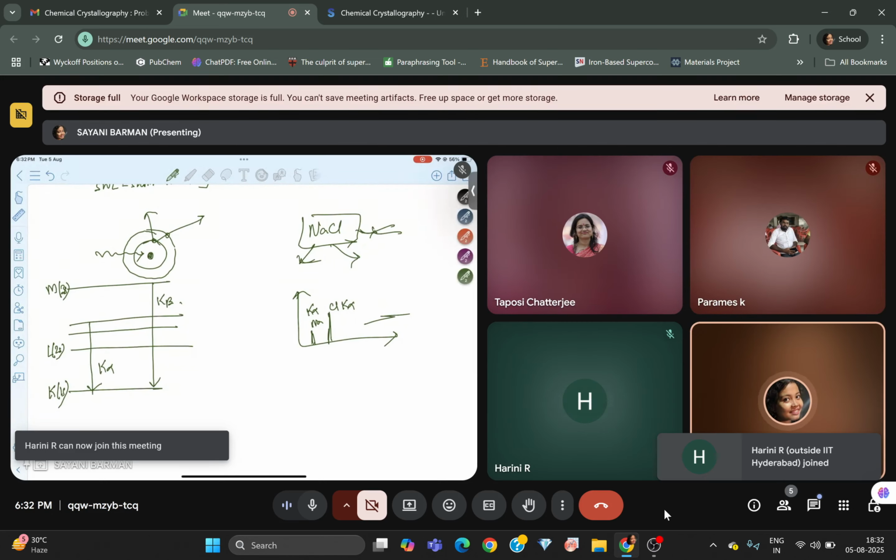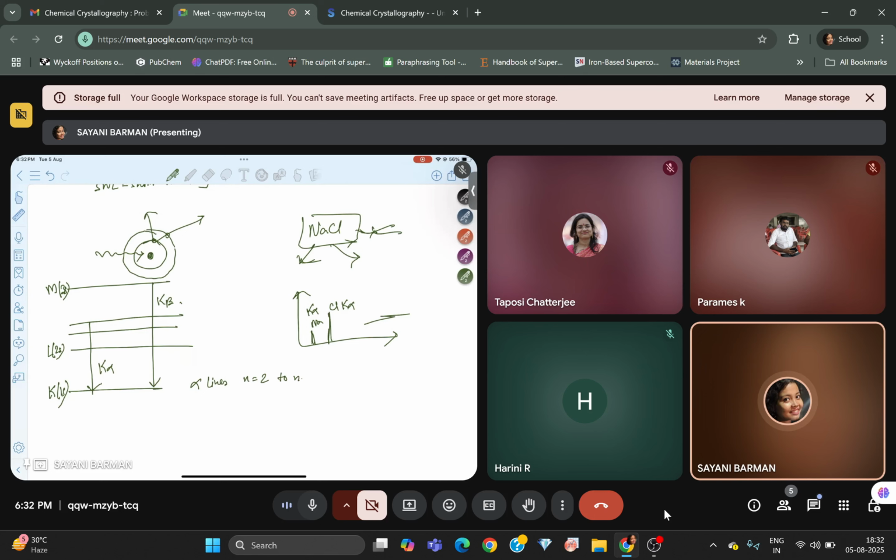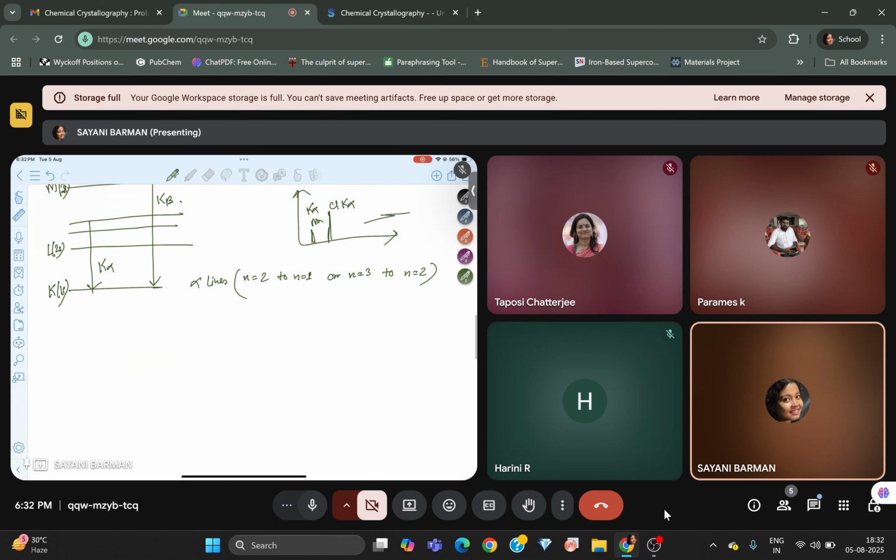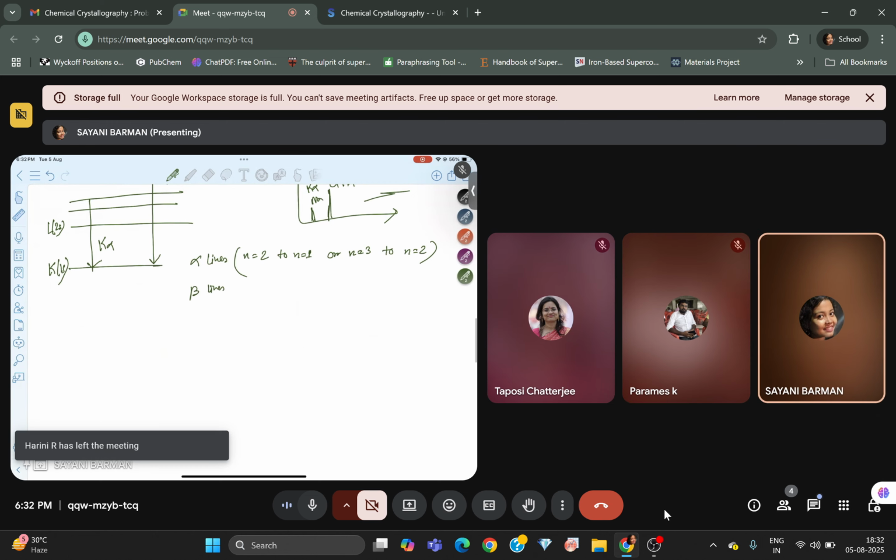So alpha lines are basically from n equals 2 to n equals 1, or n equals 3 to n equals 2, meaning just one atomic level gap, right? And beta lines are two atomic level gaps, n equals 3 to n equals 1, or n equals 4 to n equals 2, like that. So the selection rule will be: an outer S or D electron cannot fill the hole left by the ejected 1s electron, but the p electrons can.